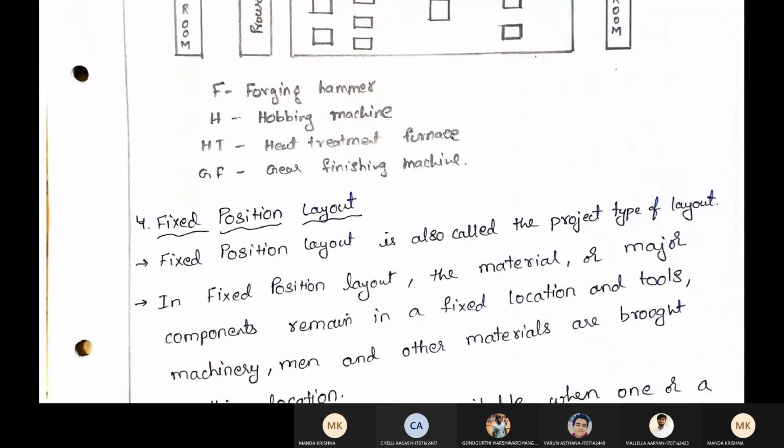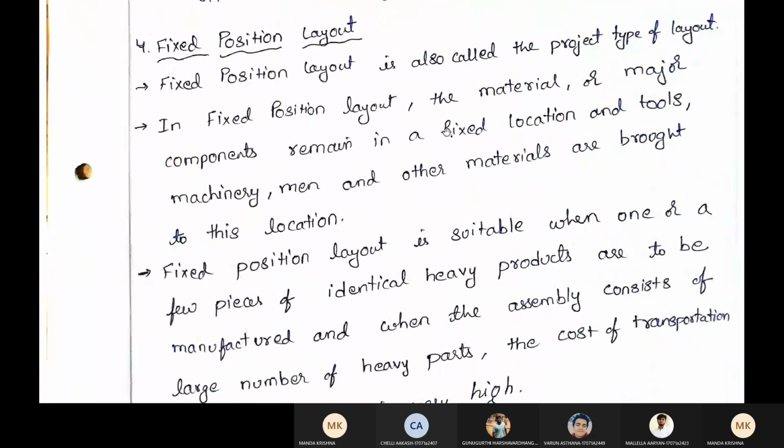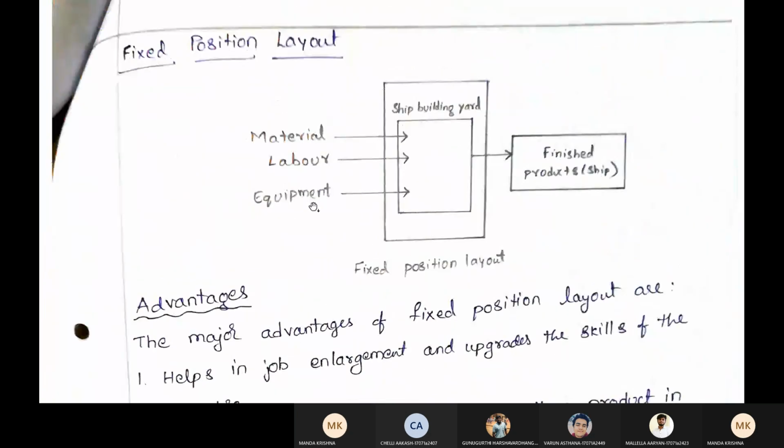Next is fixed position layout. Here the material, labor, and equipment will be coming to one place. Suppose the product is very big, like shipbuilding or aeroplane or satellite making. All the materials, labor, and equipment should come to that place, and be converted into the finished product at that place only, because product movement is sometimes not possible.